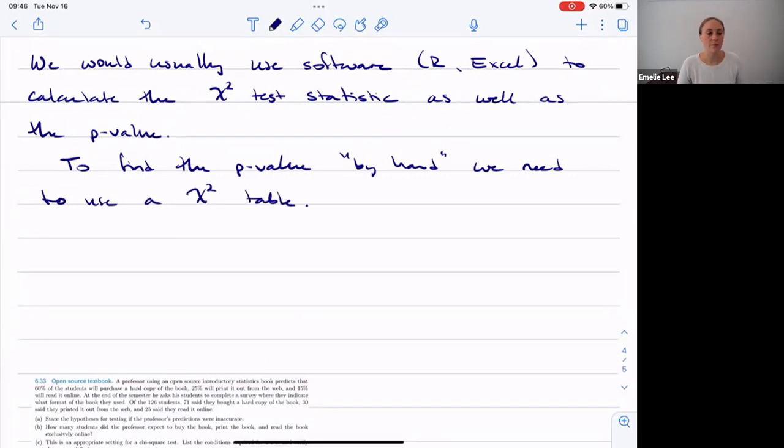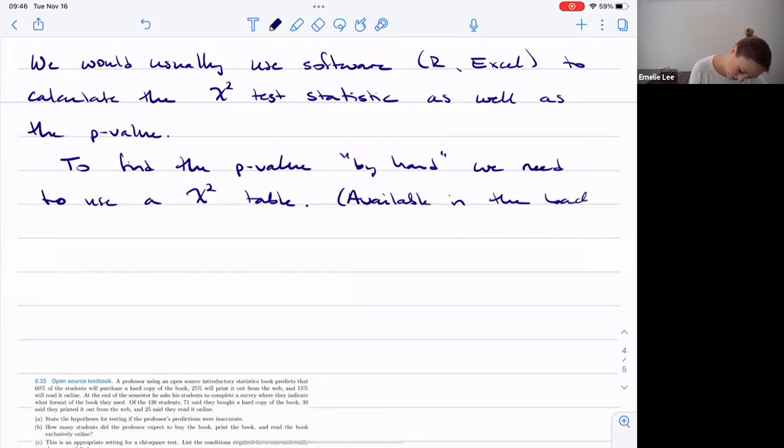I don't think I posted it because my computer was acting up, but it is at the very end of the textbook. So it's available in the back of the textbook.